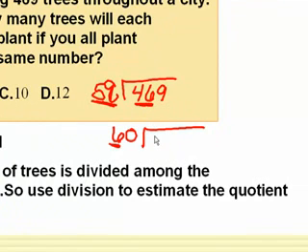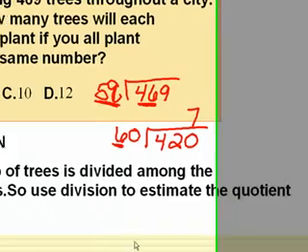So I say let's round that to 420, because that's close to 469. And the reason why I picked 420 is because 6 can go into 42. It is compatible. So if we took the zeros off, 6 goes into 42 7 times, so 60 goes into 420 7 times. So let's check and see how the book did it.